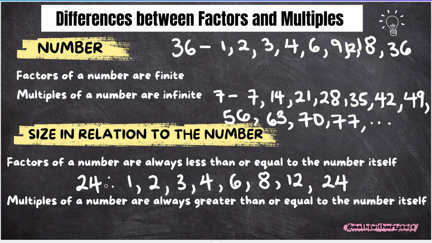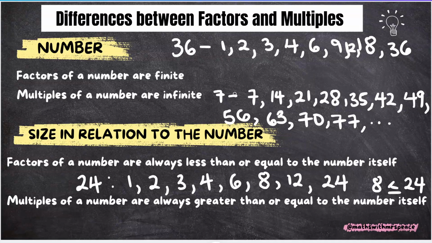So how many factors does 24 have? 1, 2, 3, 4, 5, 6, 7, 8. 24 has 8 factors. Thus, we have 8 to be less than 24. So the number of factors of any given number will always be less than or equal to the number itself. Let me put this sign under here. What this sign means is less than or equal to. So for any given number, look at the factors of 36 we counted earlier: 1, 2, 3, 4, 5, 6, 7, 8, 9. And of course, you know that 9 is less than 36.